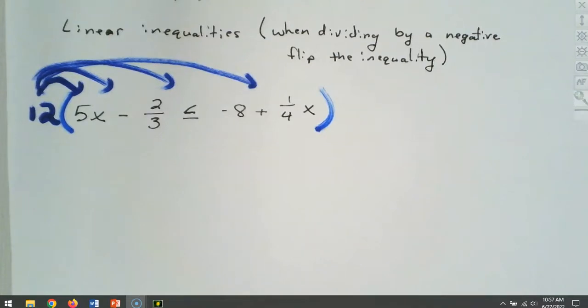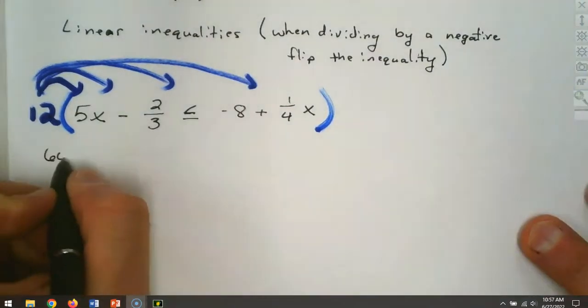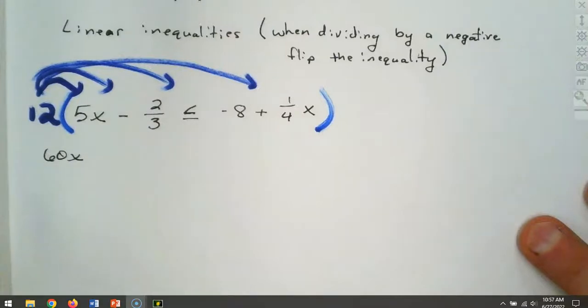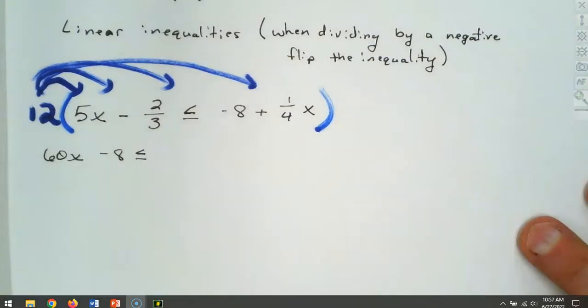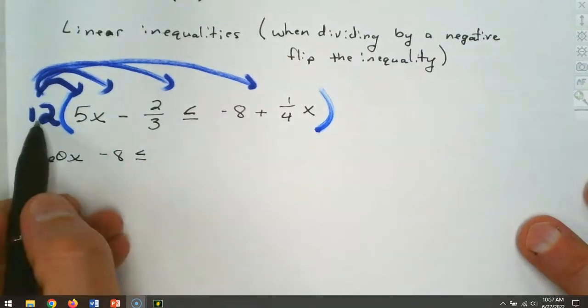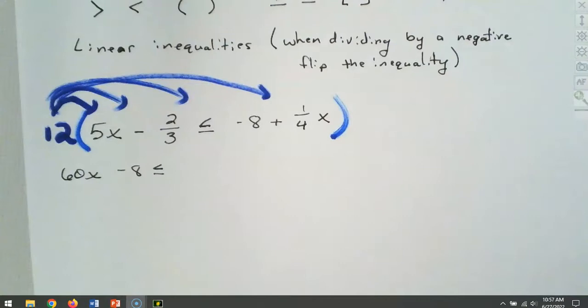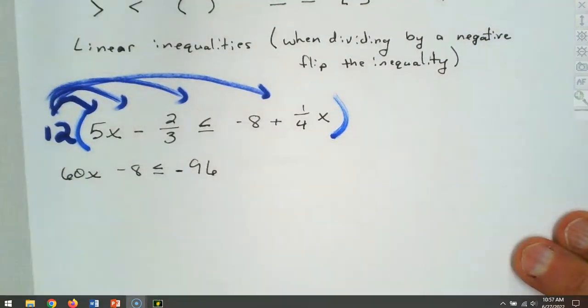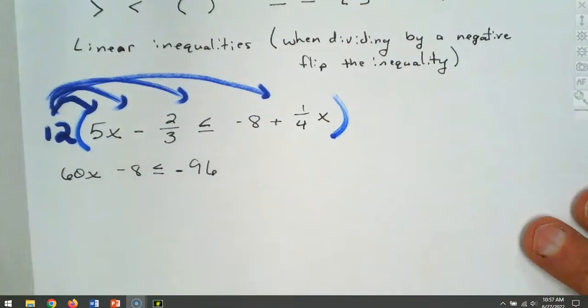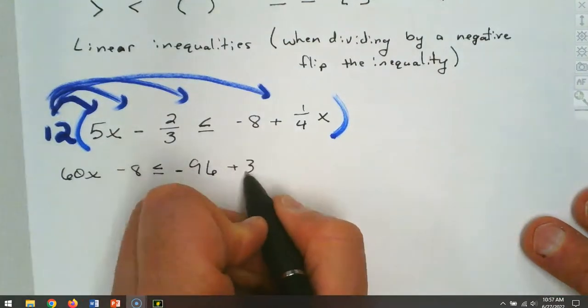Okay, nothing new. And we just distribute through. So 12 times 5, that's going to make it then a 60x. 12 divided by 3 is a 4. 4 times a negative 2 is a negative 8. Inequality stays the same. 12 times 8, that should be a 96. So 12 times 8 is a 96. And it's a negative. And then 12 divided by 4 is a 3. 3 times 1 makes it a 3x.